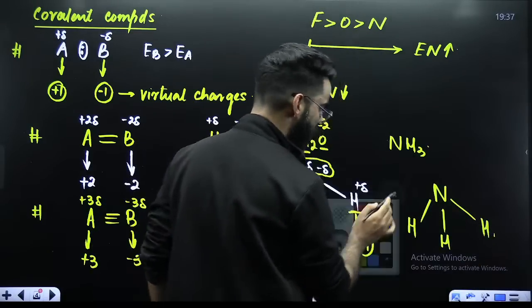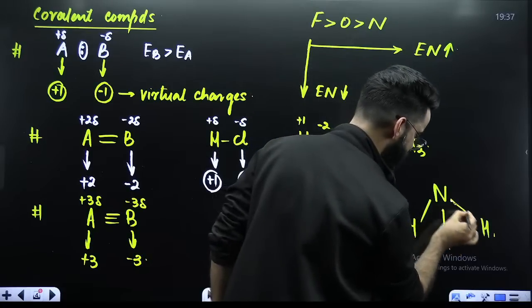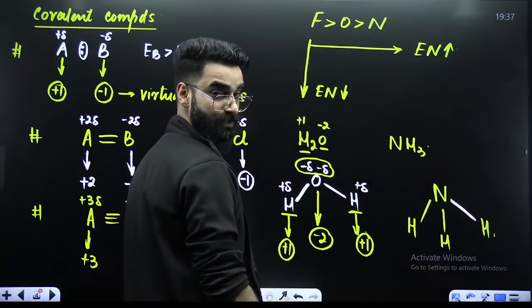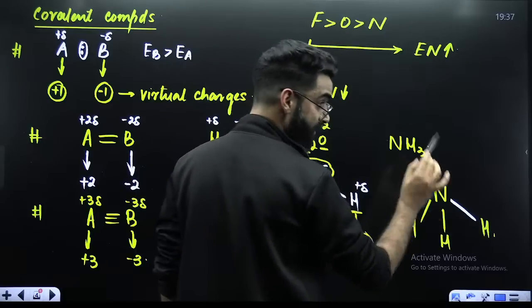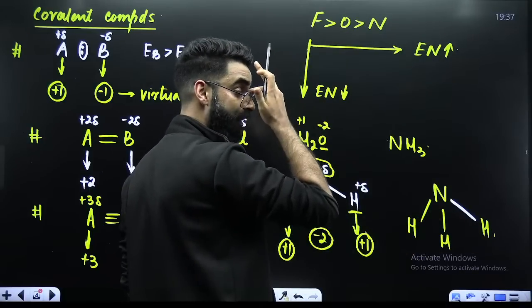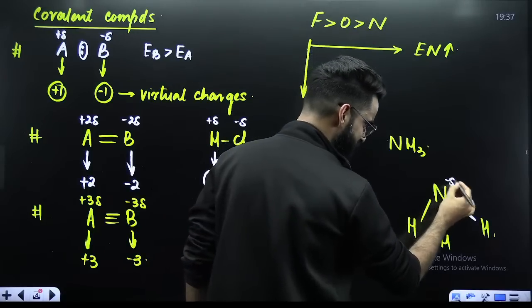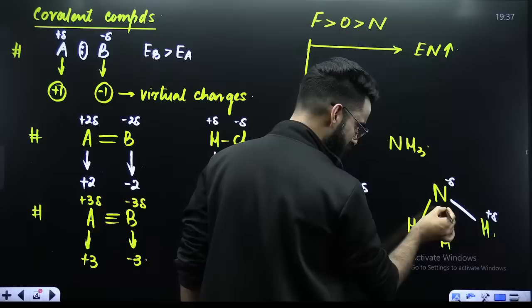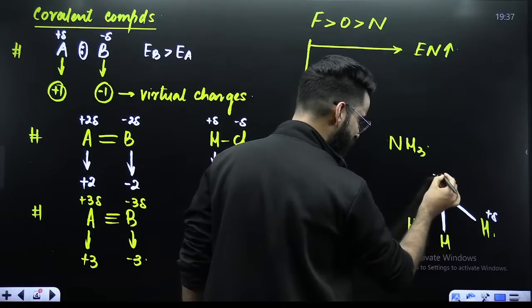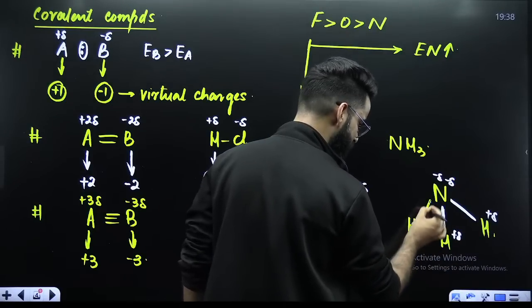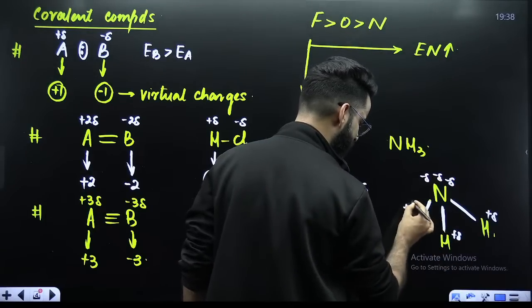Now, my dear students, look at this particular bond first. This particular bond is between nitrogen and hydrogen. Which one is more electronegative, nitrogen or hydrogen? Nitrogen definitely is more electronegative. So I would say this electron pair will be shifted towards nitrogen, due to which this gets delta negative, this gets delta positive. What about this particular bond? Due to this bond, again delta negative, again delta positive. Due to this particular bond, again delta negative, again delta positive.